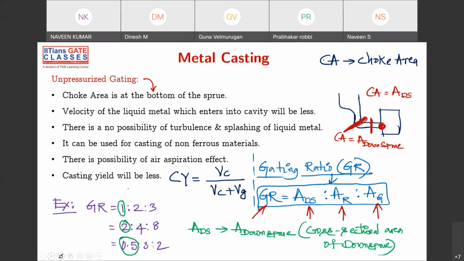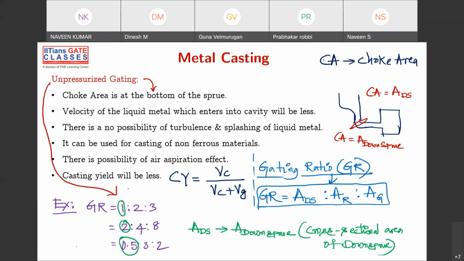Now if you see, obviously in these ratios the down sprue area is less compared to the other two areas. This is the area of sprue, this is the area of runner, and this is the area of in-gate. In all these ratios, if the first one is less, it means that the area of cross section of the down sprue is less, which indicates that this is an unpressurized system. If you see this kind of ratio, then this is an unpressurized system.